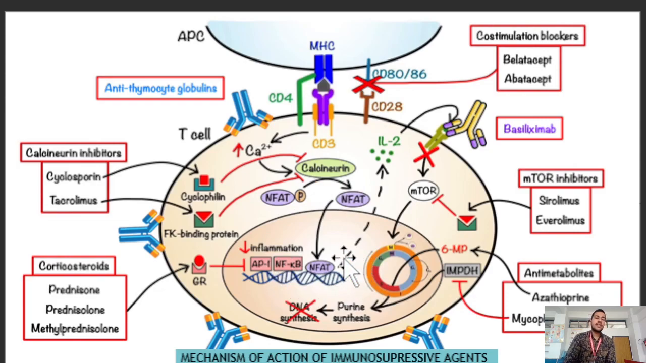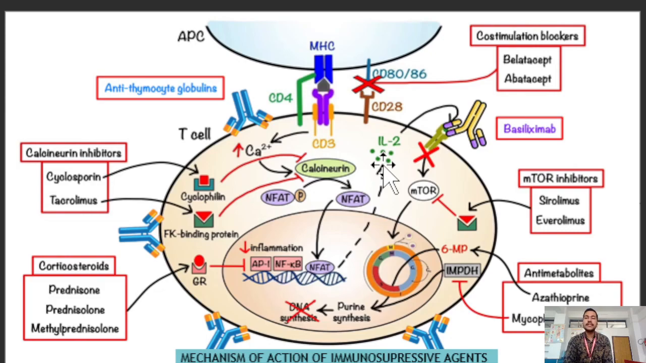Now, when this NFAT enters inside the nucleus, it will undergo transcription and a specific protein is made which stands for interleukin 2, IL-2. It is an inflammatory mediator.